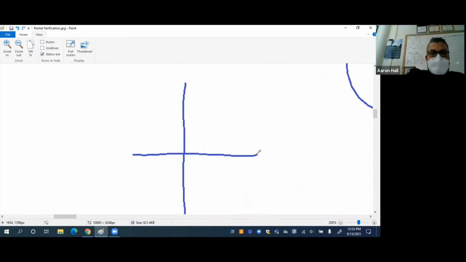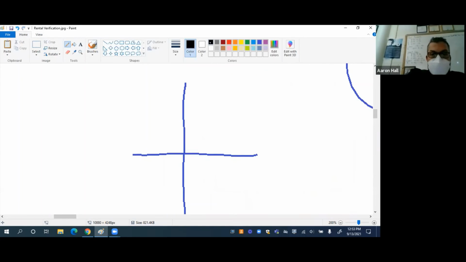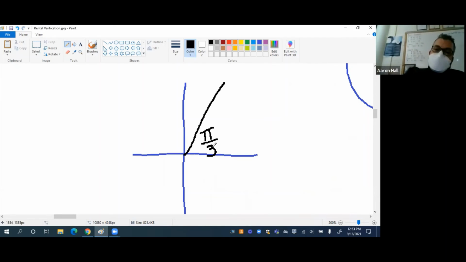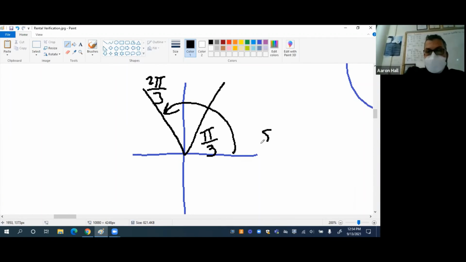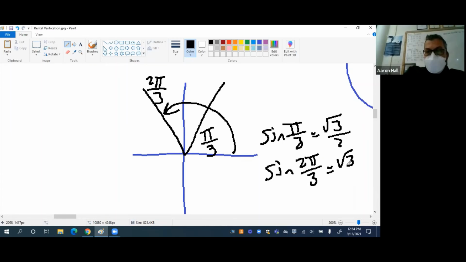This is pretty important, so I'm going to spend some time on this. This is pi thirds. Because we're dealing with sine, how much of a rotation is this here? That's 2 pi thirds. So sine of pi thirds gives us the square root of 3 over 2. Sine of 2 pi thirds also gives us the square root of 3 over 2.